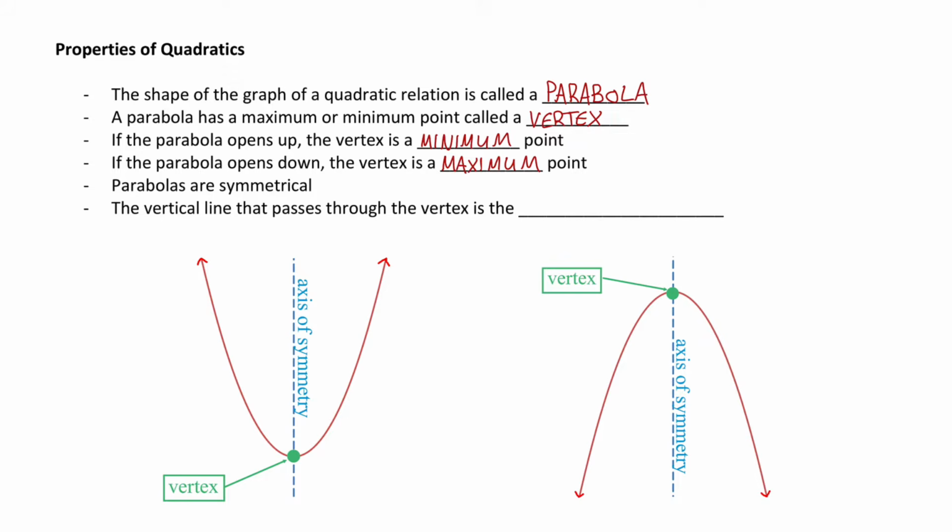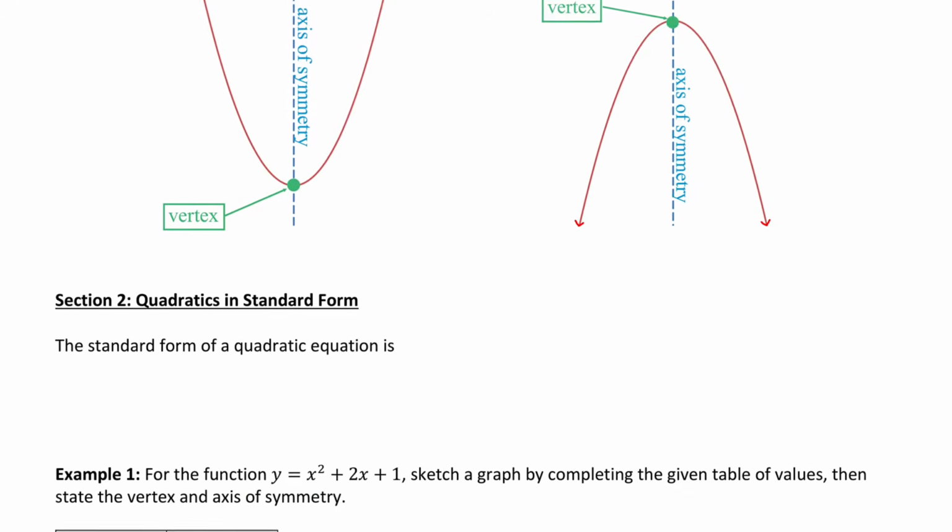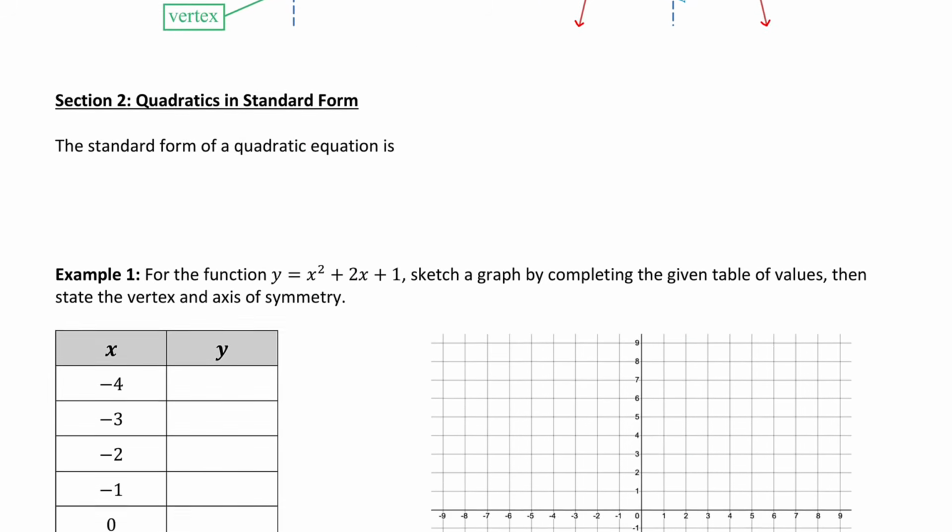And all parabolas are symmetrical. If you draw a vertical line through the vertex of the parabola, it is symmetrical on either side of that vertical line. And this vertical line that goes through the vertex of the parabola is called its axis of symmetry. Now let's go ahead and start doing a couple examples.